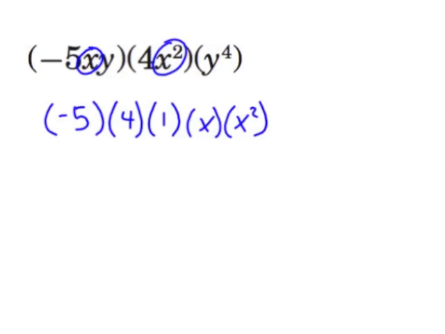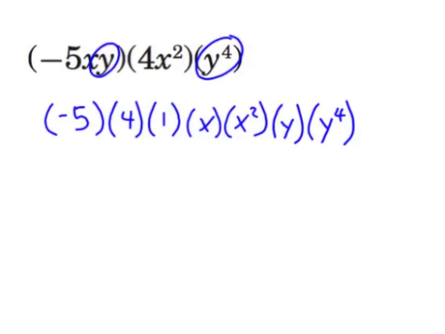X and x squared. Now I do the same thing for my y's. I have a y in the first monomial, and I have a y in the third monomial, but none in the second. That's also fine. Just make sure you include all of your y's. Y and y to the power of 4.